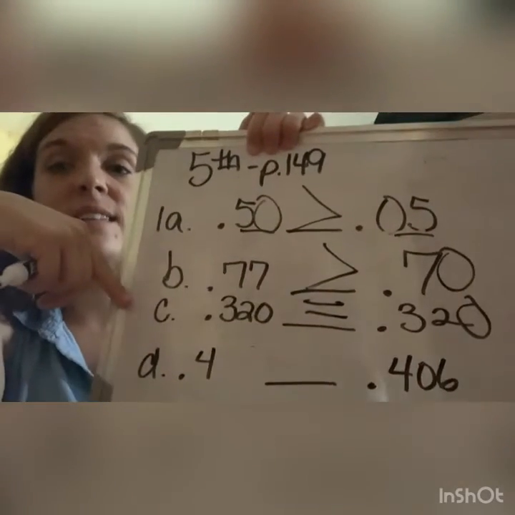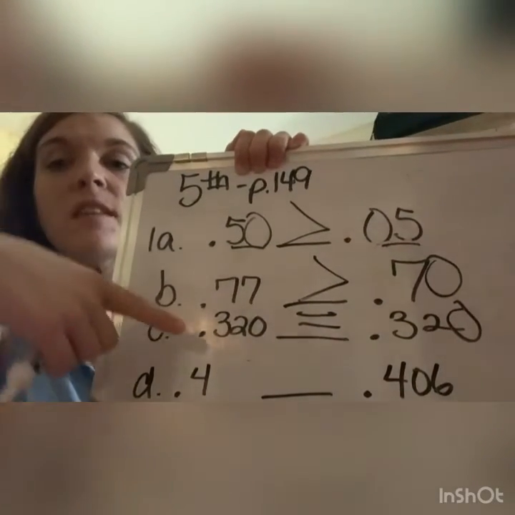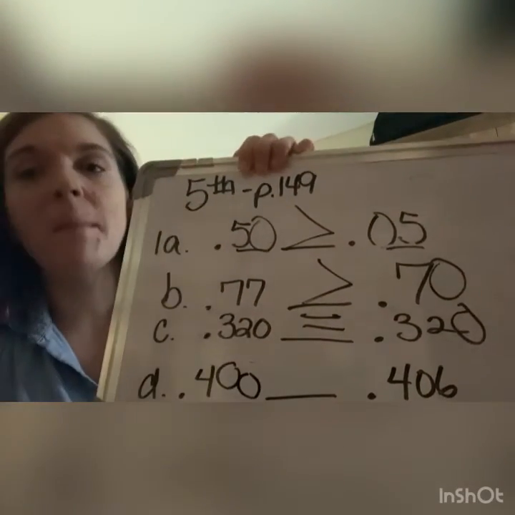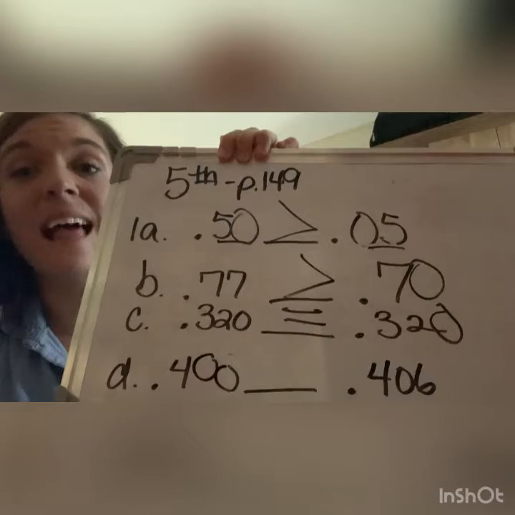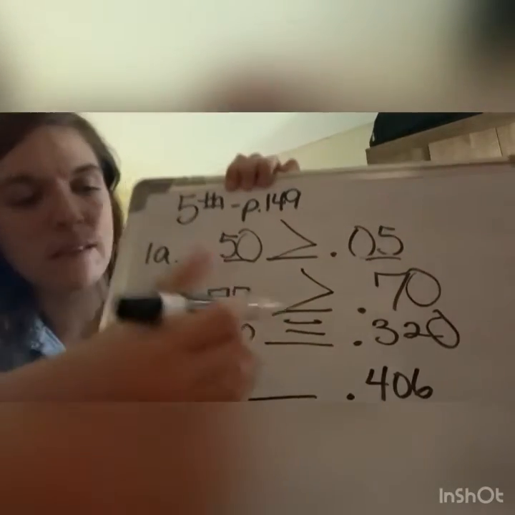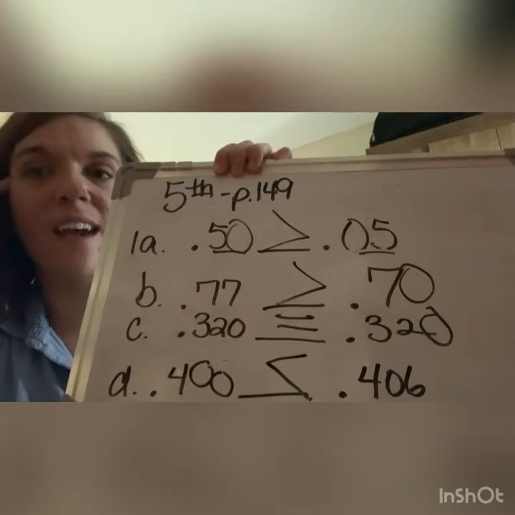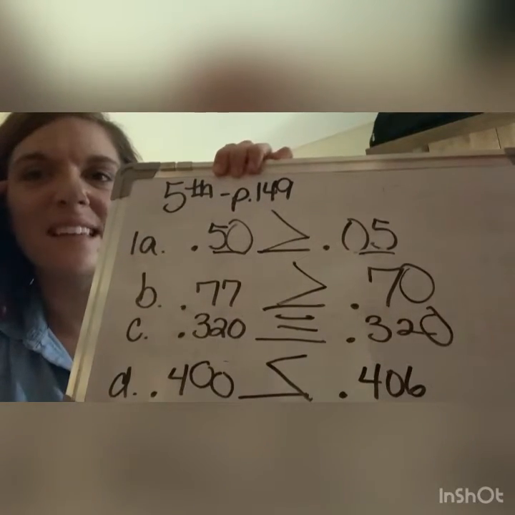And letter D. How many numbers after the decimal place? 3, right, for that one. So we need 3 over here. Dwayne, help me out. It's greater than, less than, or equal to? Less than, because 400 is less than 406. So we put the big mouth over there. Okay? Okay, here we go.